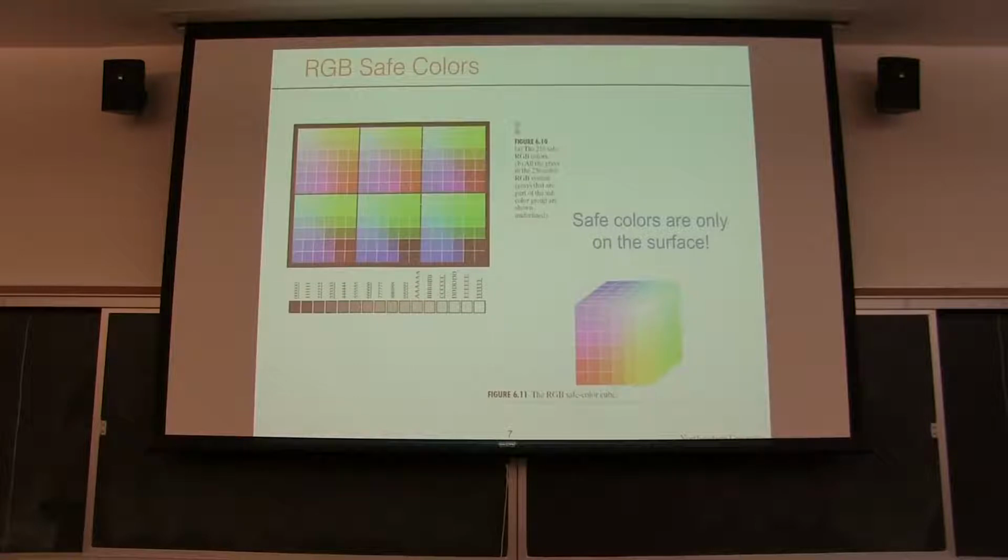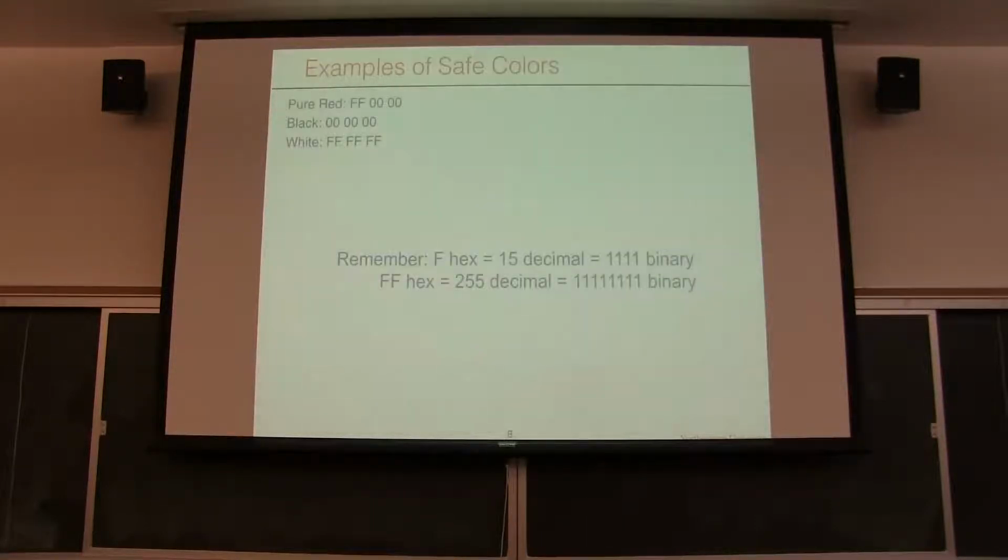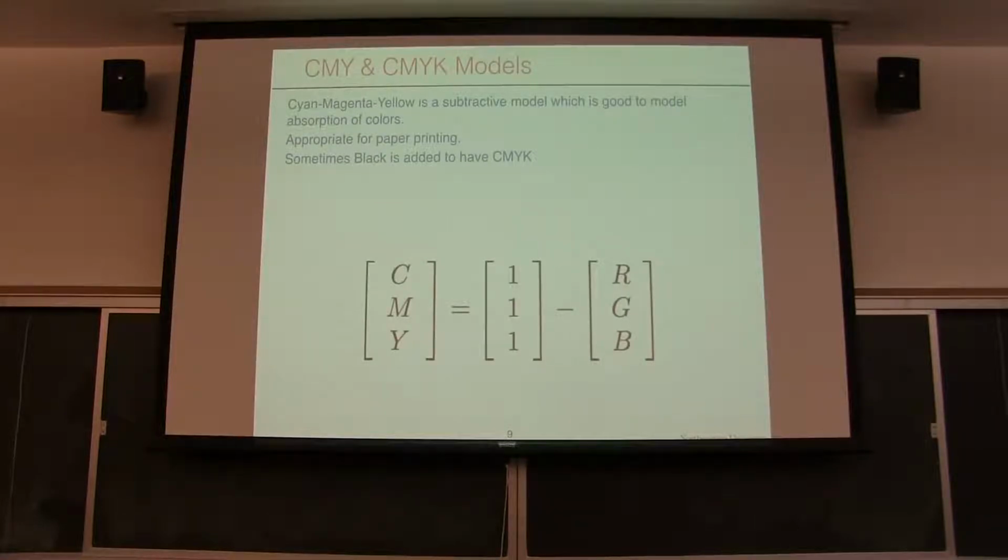So you see a smaller number of colors, right? It's much more discrete. Before it was a continuum. Now I have only these few colors, and also now it is the surface. I don't have any volume anymore. Okay. All right, so that's the RGB colors.